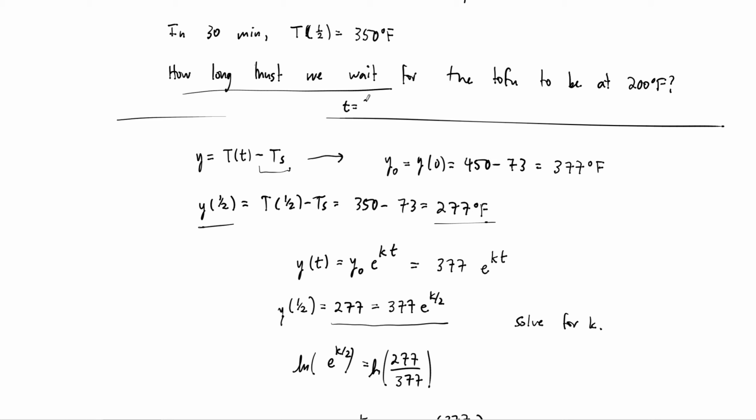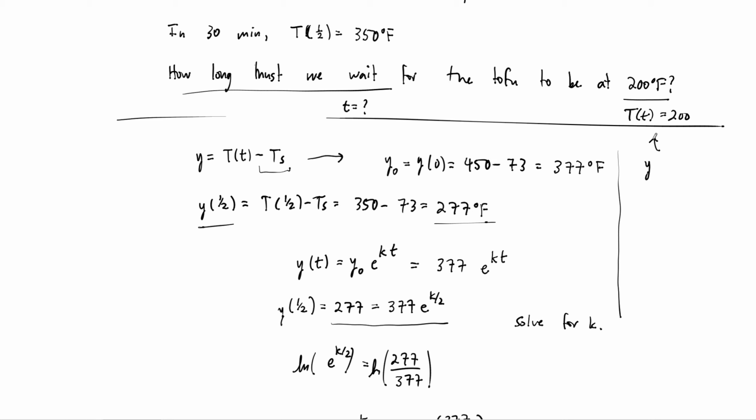So this is little t equals question mark for the temperature, capital T. So capital T of t should equal 200, right? So this is our question. We now need to reframe this, since I've gone and changed everything to y. We should reframe this in terms of y, right?